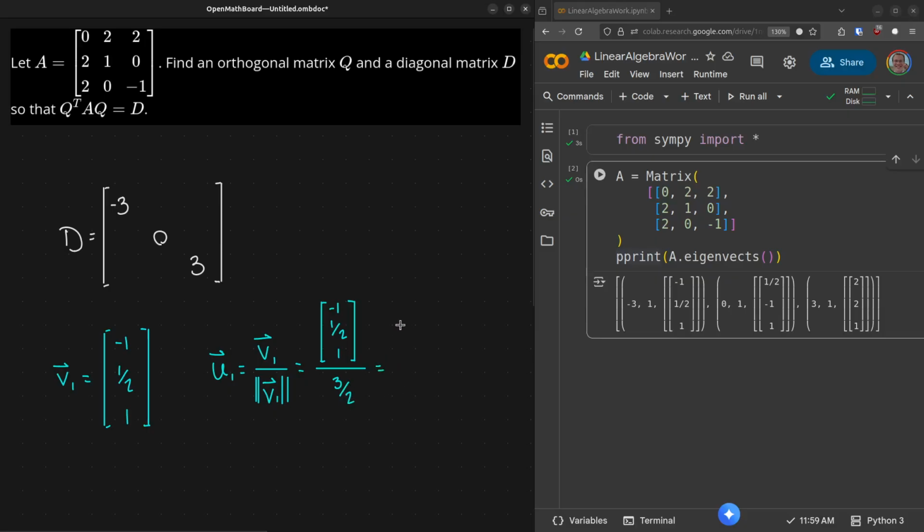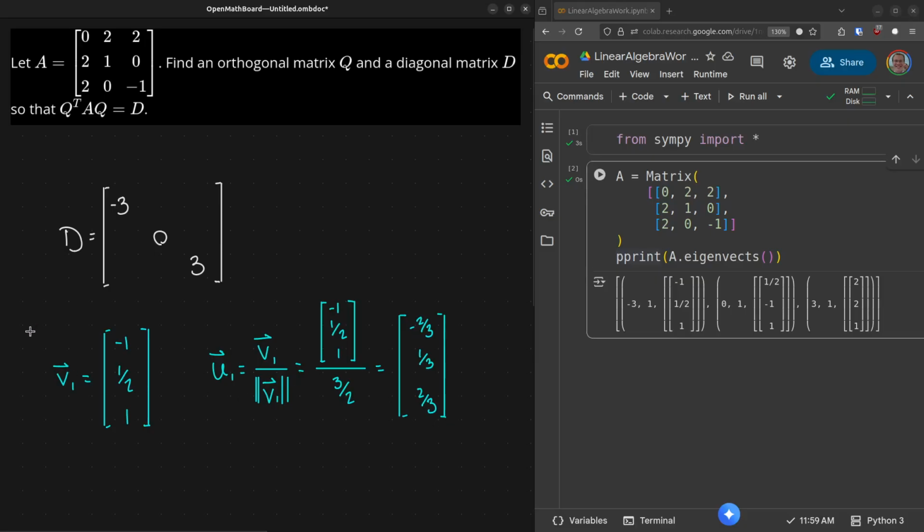And so if I multiply that through, I'm going to get -3/2, 3/4, and 3/2. Sorry, I'm dividing. Wrong way. -1 divided by 3/2 is -2/3. -1/2 divided by 3/2 is going to be 1/3. And 1 divided by 3/2 is 2/3. There we go. That's better.